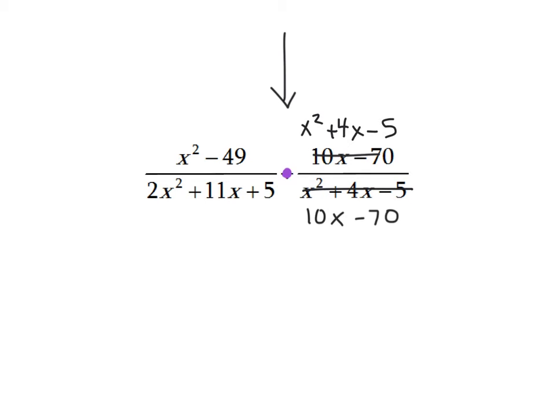Make sure to look for a GCF. The only expression in this problem that has a GCF is the denominator of the second fraction. We can factor out 10, and we're left with x minus 7. Now, the numerator of the first fraction is x squared minus 49, which is hopefully recognizable by you as a difference of squares. So x plus 7, x minus 7.